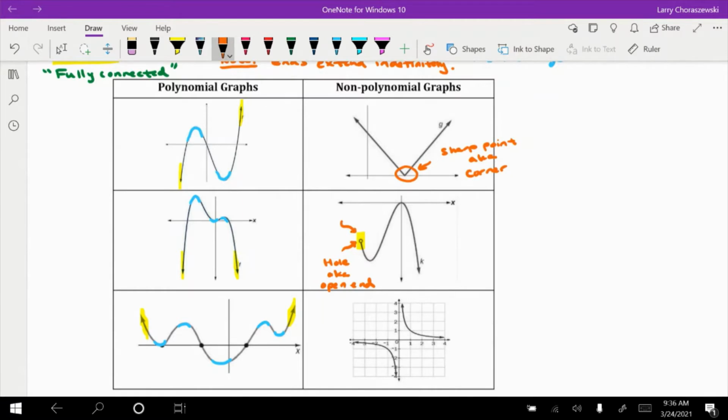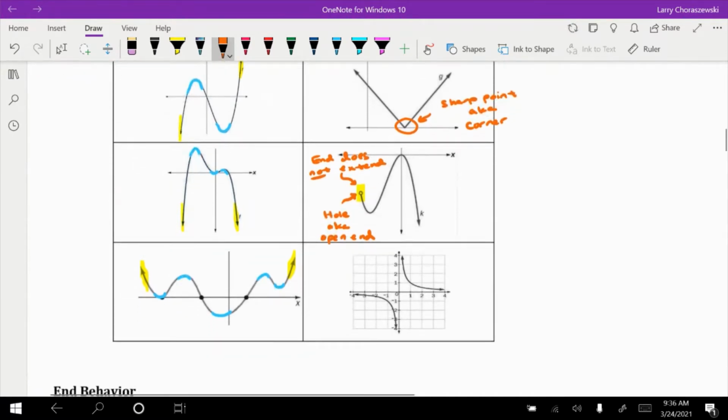So that would be another reason why this is not the graph of a polynomial function. It does not extend. What do you think the issue might be with the third graph? Correct. Yep, not fully connected. This graph's broken up into two different pieces, and that would never happen with the graph of a polynomial function.